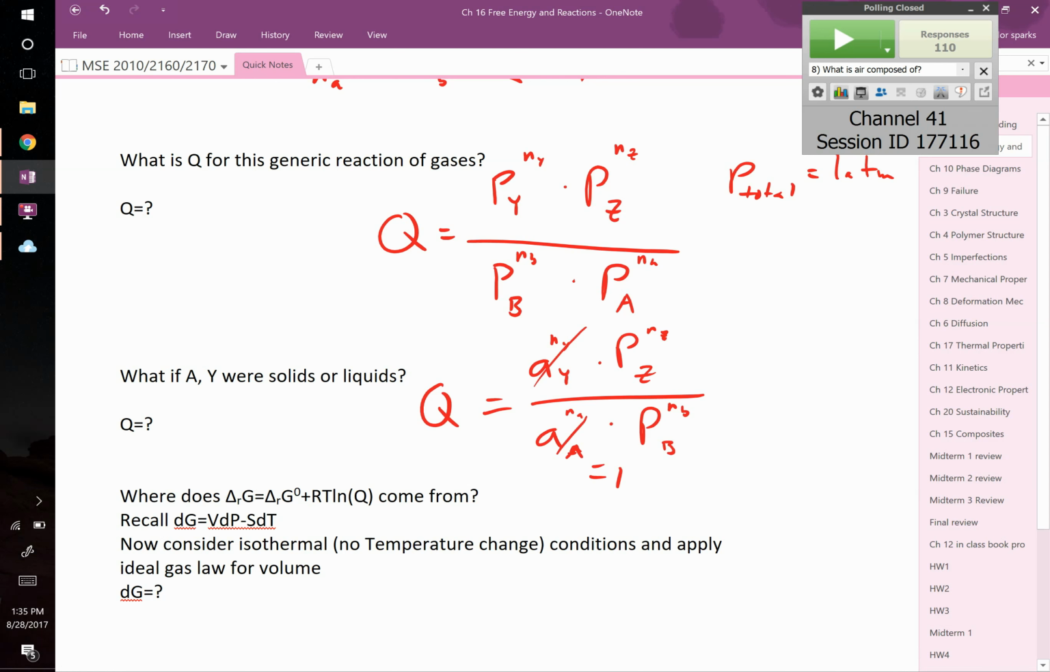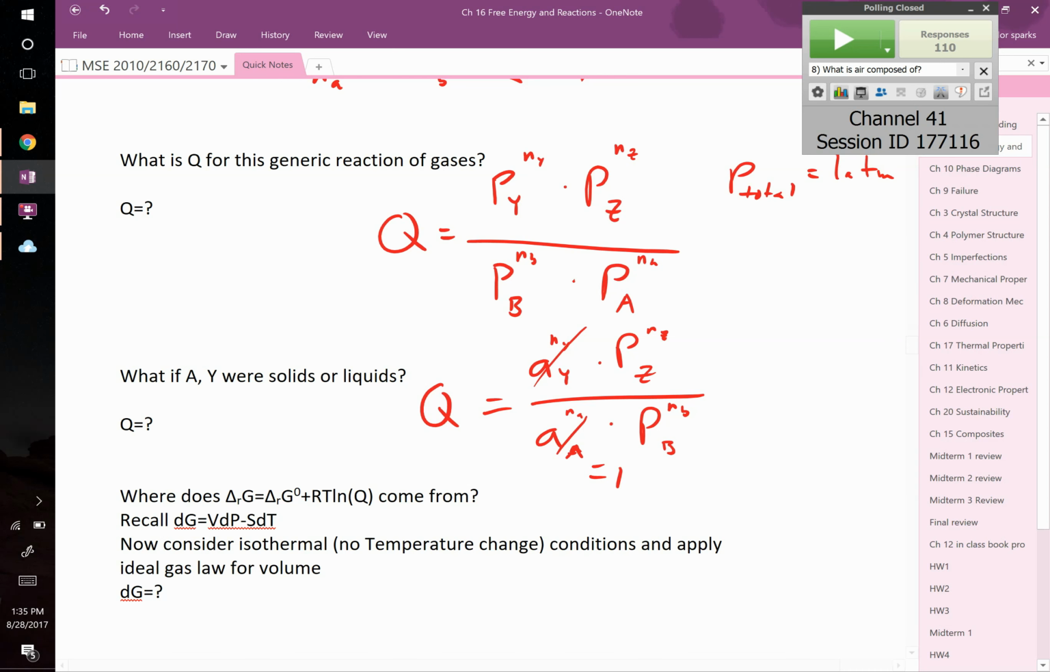Or in other words, when you write these reaction quotients, ignore the solids and the liquids. You only need to write it for the gaseous species. That is not strictly true. That is a huge approximation that we will use in this class that you can't get away with in all real-world cases. Any questions on this? Yeah?